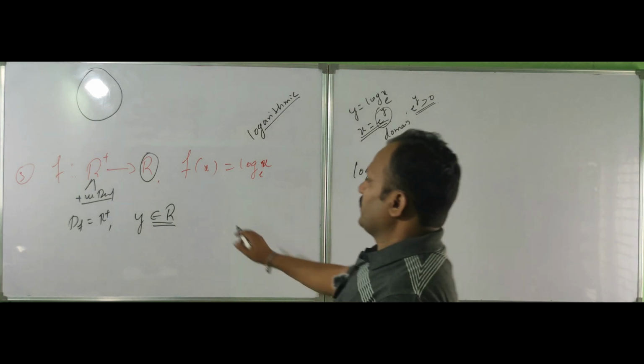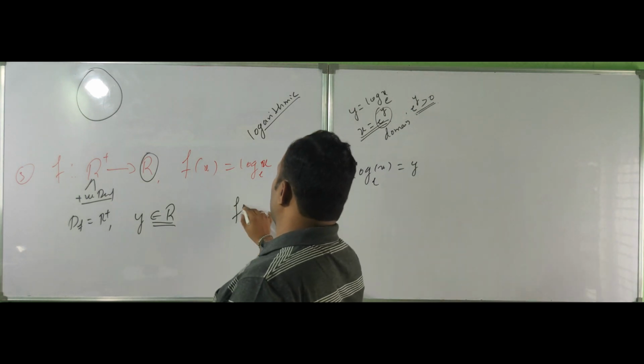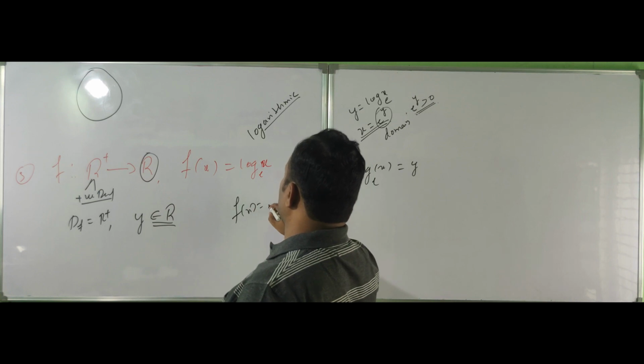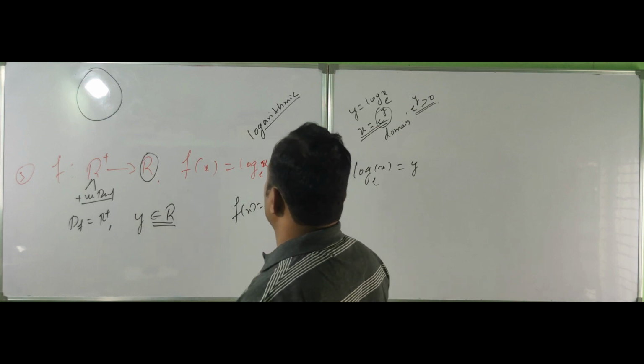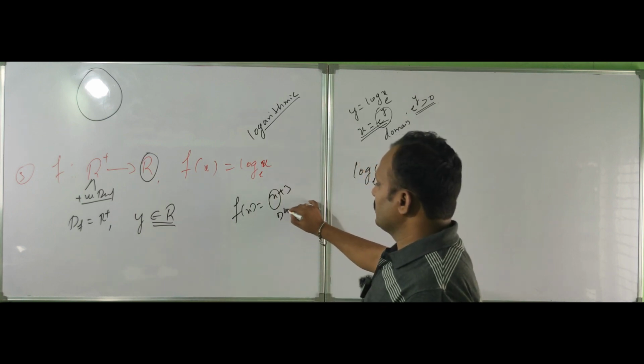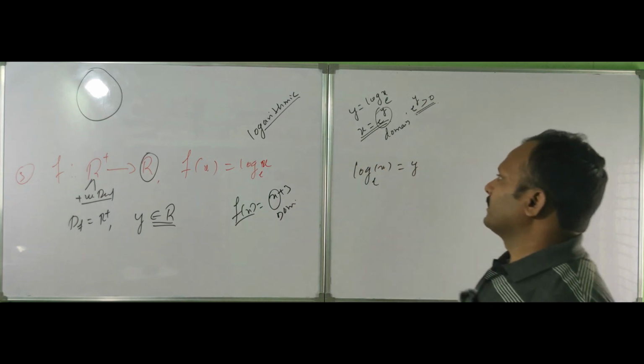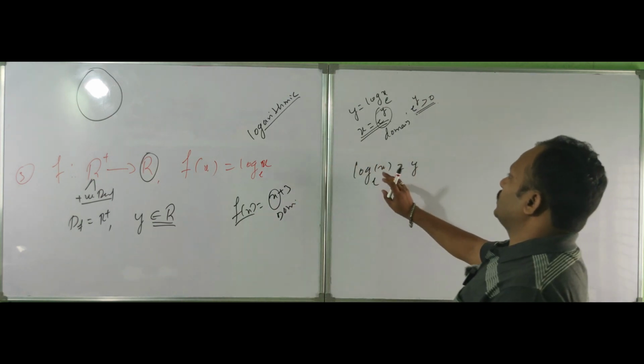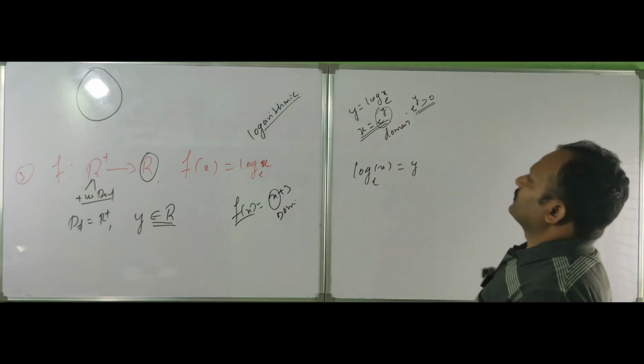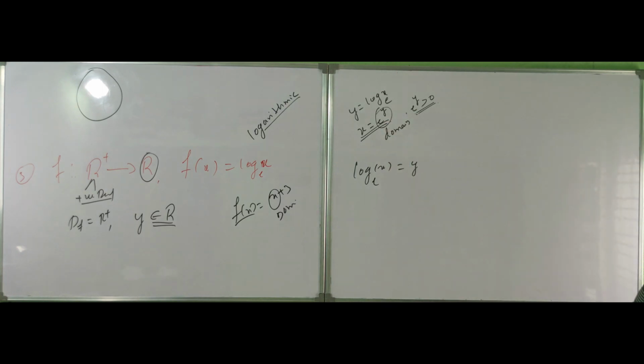This is the any function. If you take f of x is equal to, which one? Anyone? Okay, 2x plus 3. This part becomes the domain, and this becomes the range. Similarly, for the log, this part becomes the domain, e to the power y becomes the domain here.